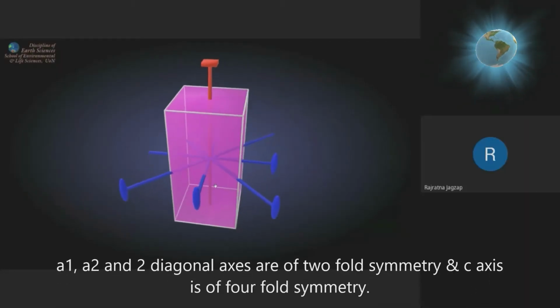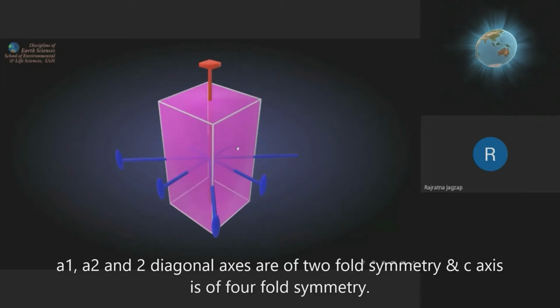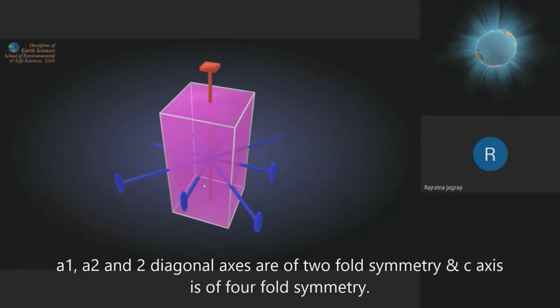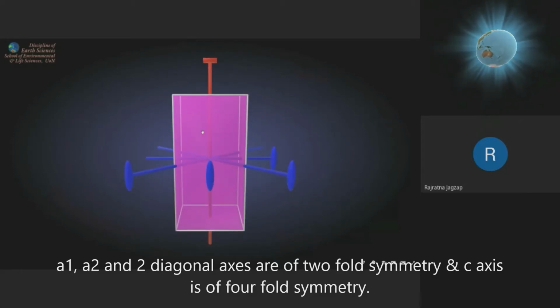Now we will find the axes of symmetry. These are the axes of the crystal system: A1, A2 and vertical C. For finding out whether they are symmetry axes or not, what do we do? We rotate the crystal. For example, this is the vertical C axis. Along this vertical C axis, clockwise or anti-clockwise, we rotate the crystal like this, clockwise.